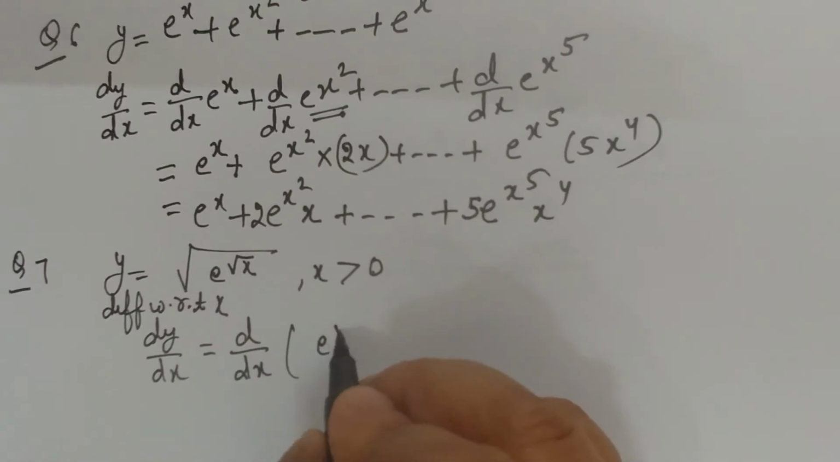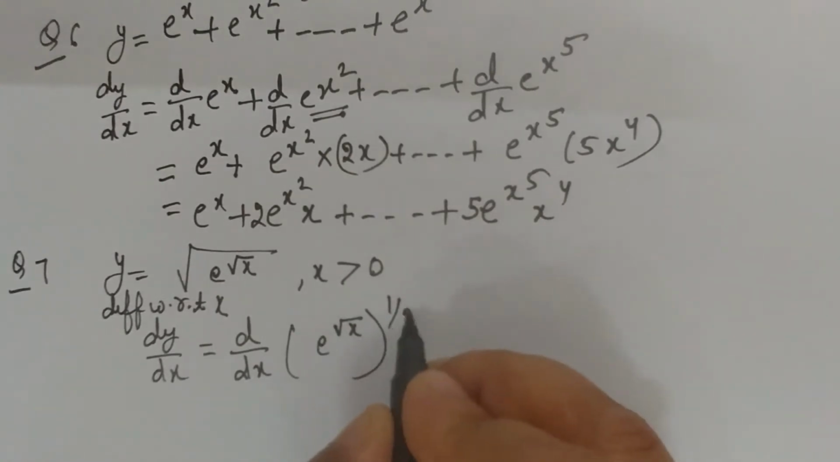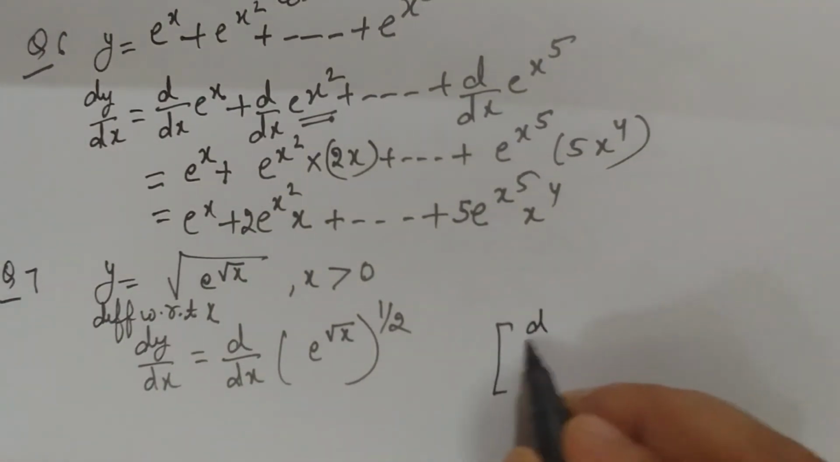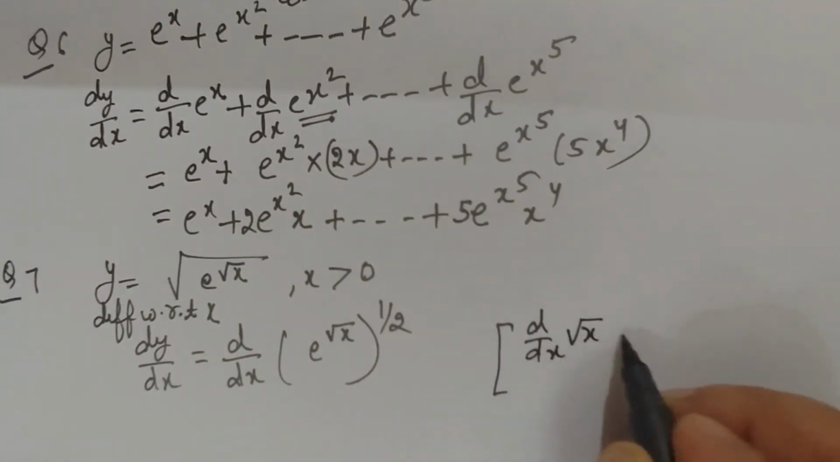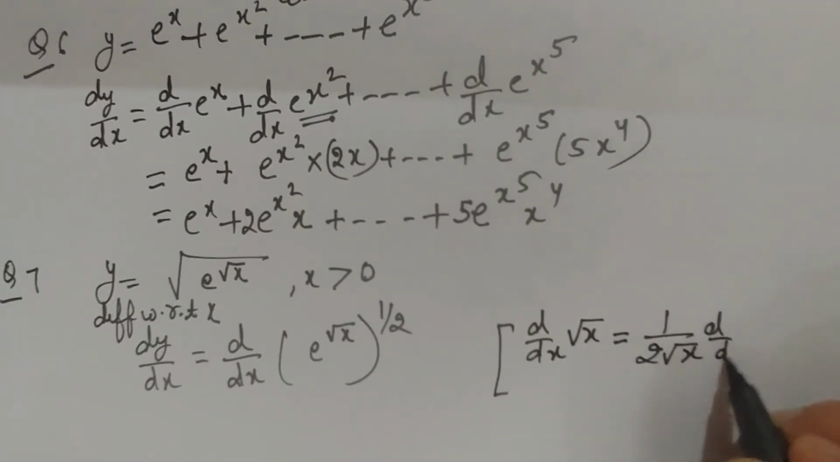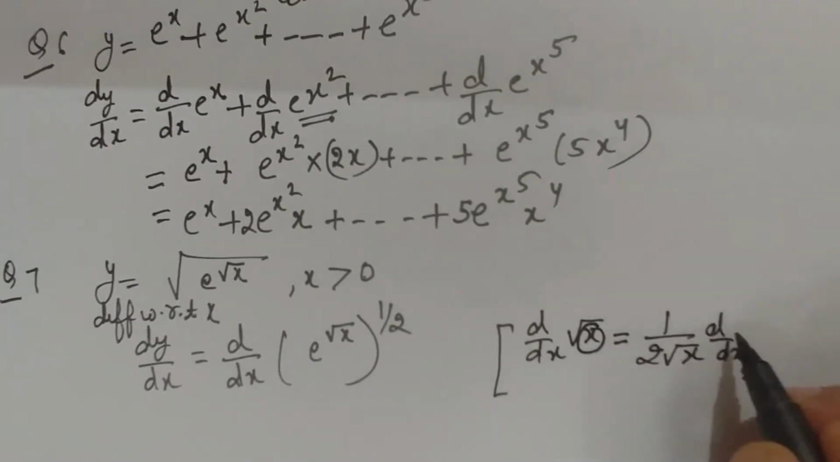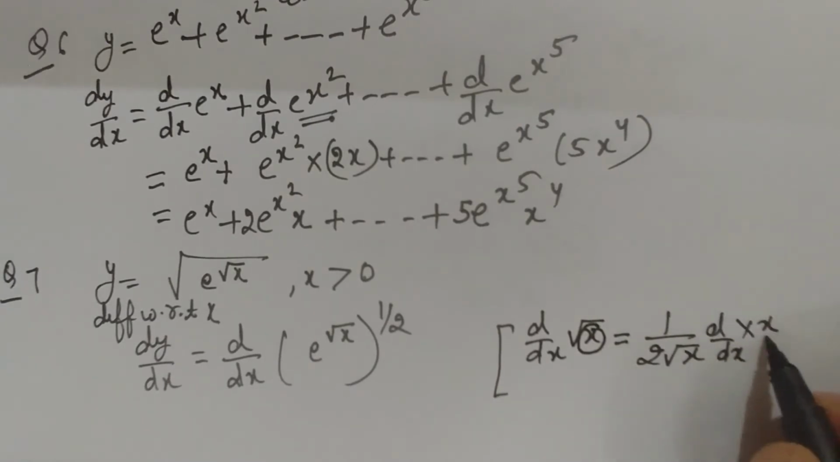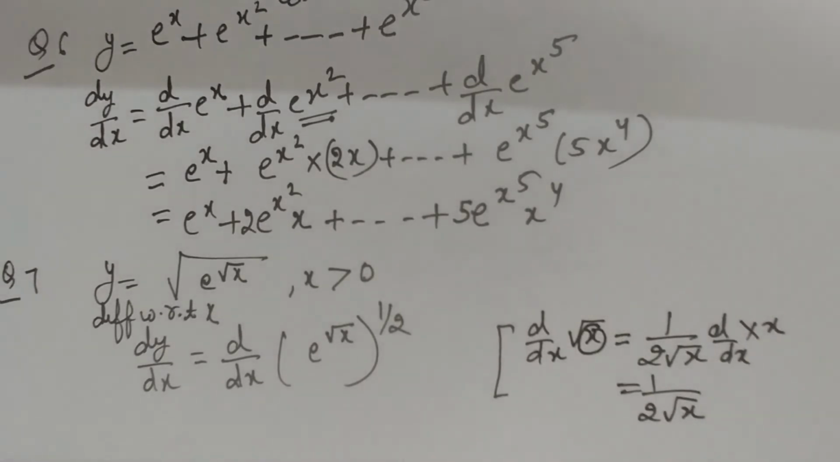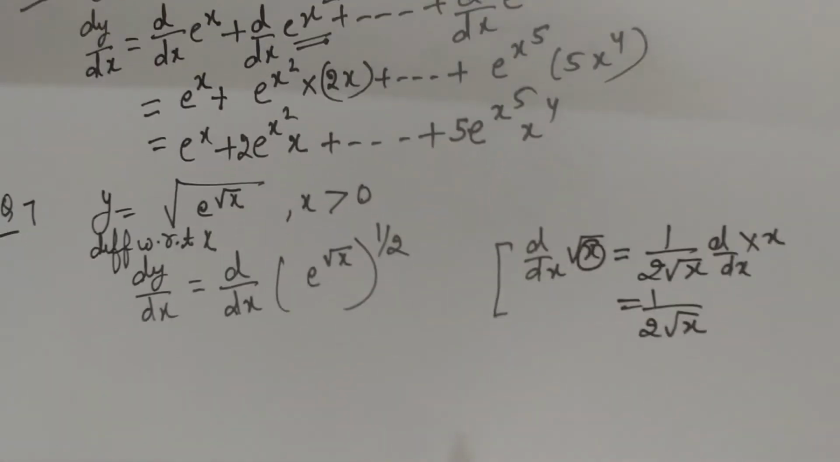I have to take, say, this has power 1 by 2. I have told you how to take d/dx of some root: that is 1 upon 2 root x into d/dx of what is inside the root. Here it is not required, but if it is there, it will be 1, so I will get 1 upon 2 root x. This is the way we differentiate the square root functions. So let us start with it.